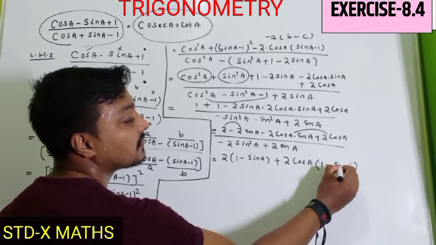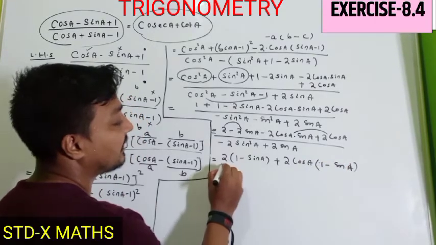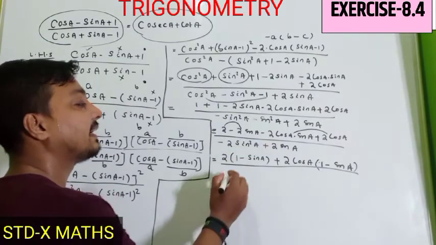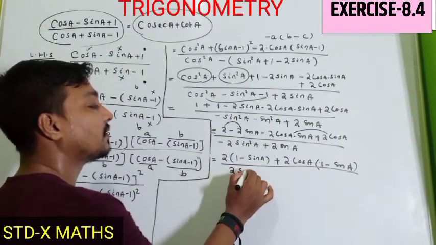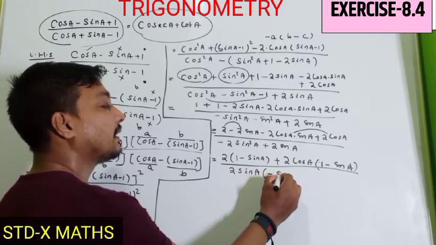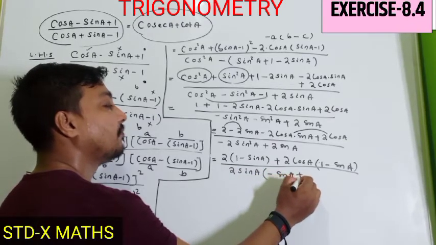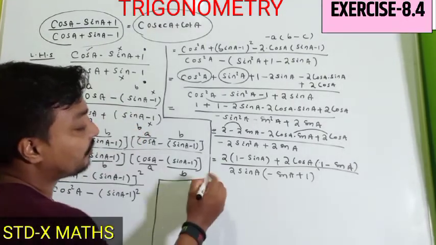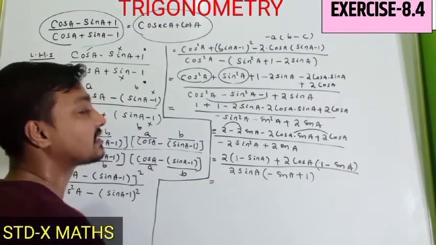1 minus sin A divided by below 1. From these two terms I can take 2 sin A common. So within the bracket here it is minus sin A plus 1. For which here I am writing the final step.